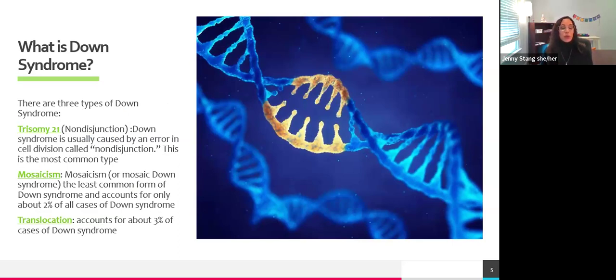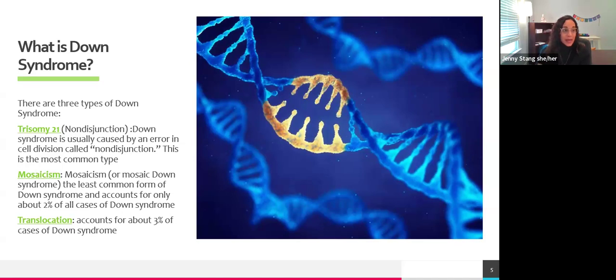So prior to or at conception, a pair of 21st chromosomes in either the sperm or the egg fails to separate. And as the embryo develops, the extra chromosome is replicated in every cell of the body. This type of Down syndrome accounts for 95% of all cases. So the majority of people who have a Down syndrome diagnosis have the trisomy 21 diagnosis.